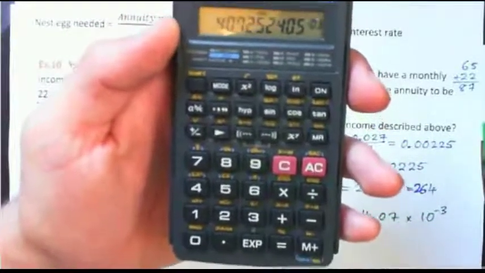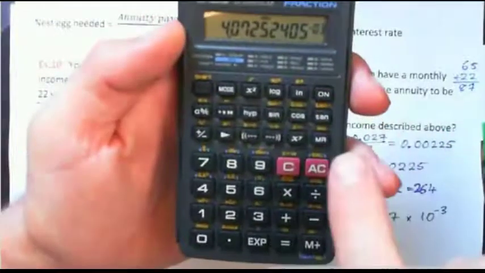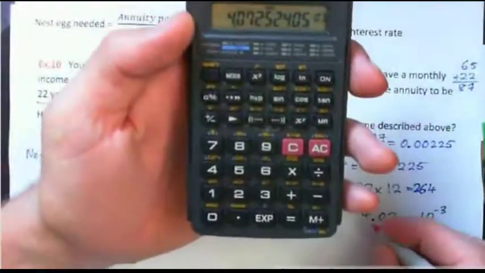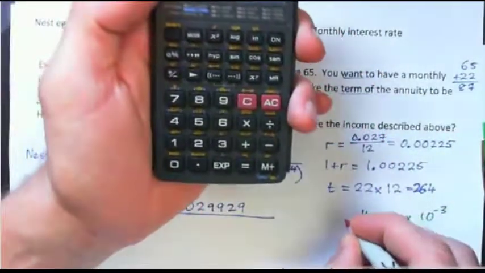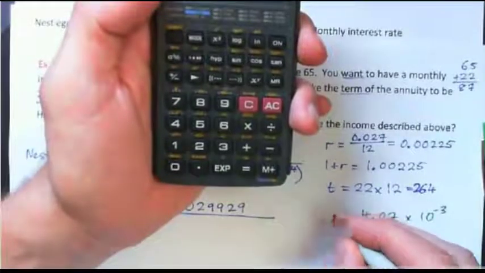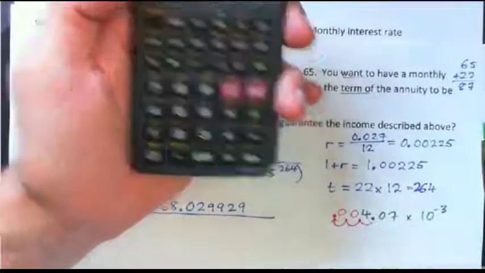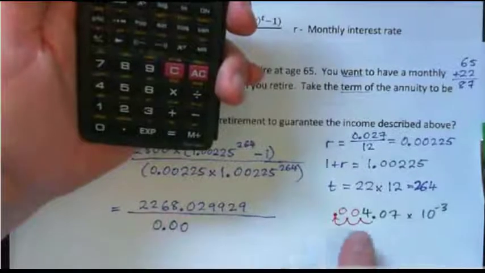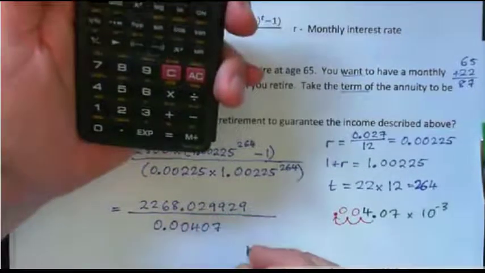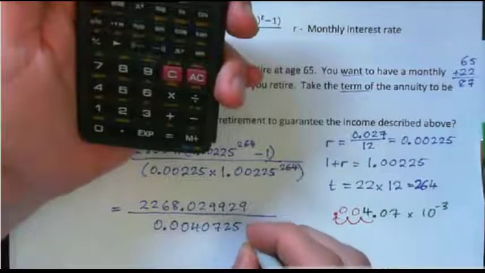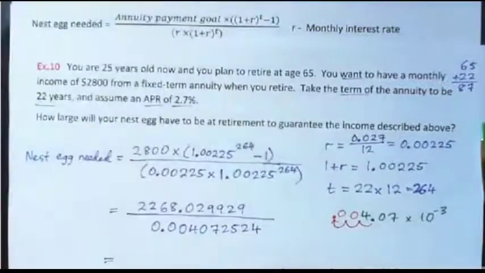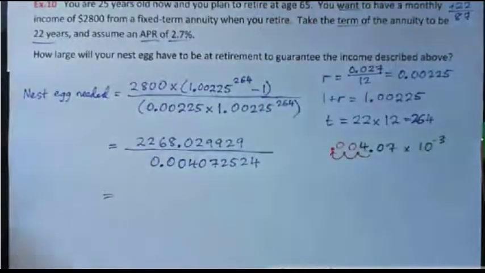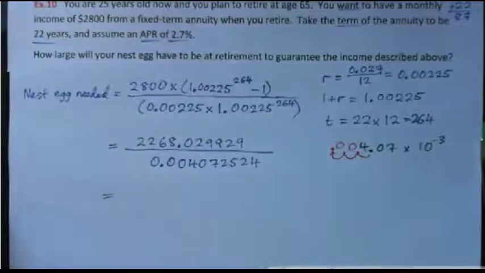And if you want to turn that into a regular decimal, you can find buttons on your calculator to do that, like mode should help you do that. Or you can take this decimal point and move it 1, 2, 3 spaces to the left and put it here. And now you have it as a regular decimal. Okay. So that is 0.004072524, let's say, right? And then we just divide those and we should have our answer. So 2268.029929 divided by the bottom.